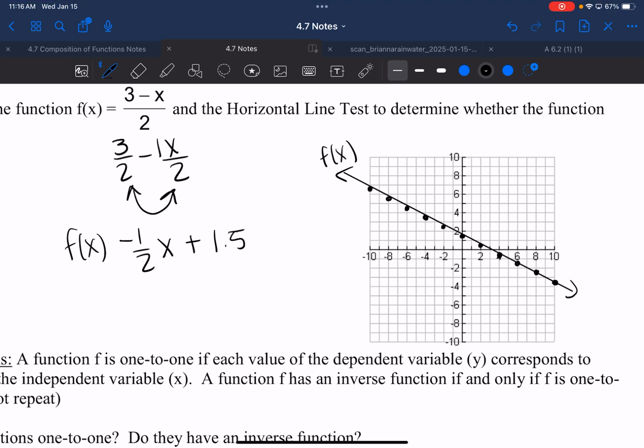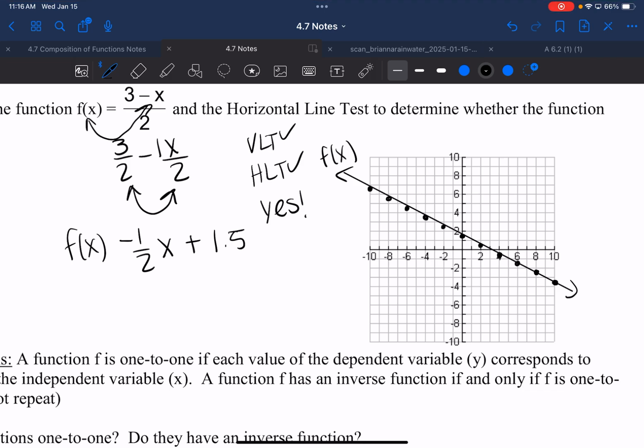What do you guys think? Is it going to pass both the vertical and horizontal line tests? Yeah. So vertical line test, horizontal line test, checks both boxes. So that means that yes, it should have an inverse, right? So we are saying yes, it's going to have an inverse. How would we find the inverse? What would we do on the front page to find the inverse equation? Very good. Switch the x and the y.